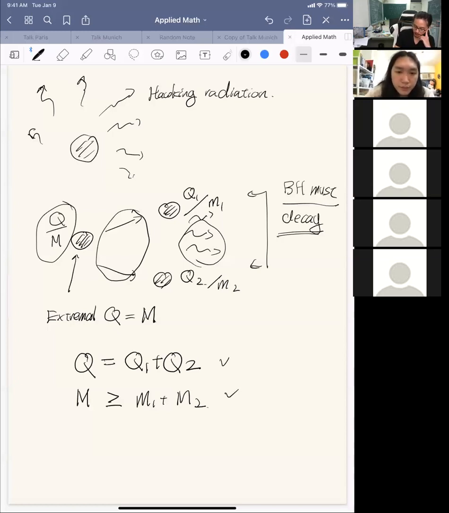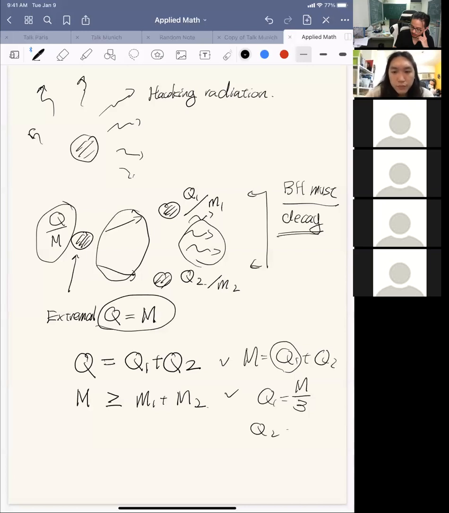Okay. So let's say we have, let me just do an exercise. So first, I already know that because I'm starting with an extremal black hole, I have M equal to Q1 plus Q2. So let Q1 be, let's say, 1/3 M, and then Q2 is 2/3 M.